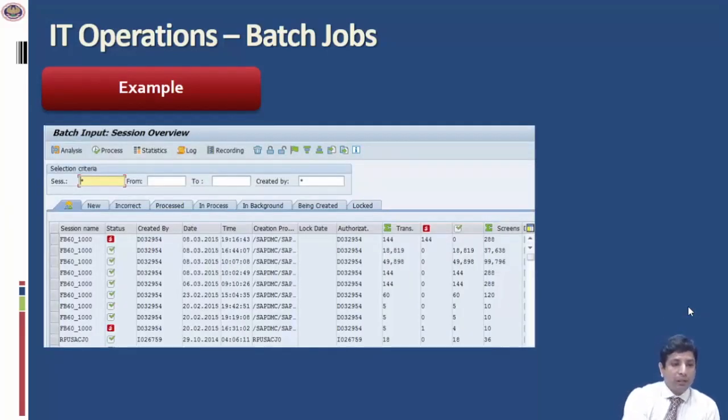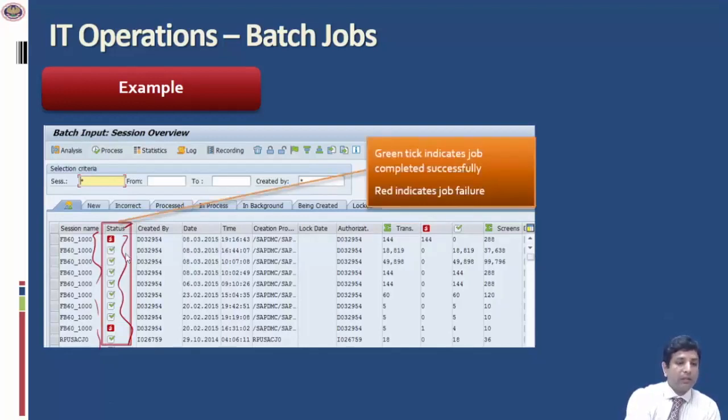In this example, we see that there are several batch jobs which are running. So all the batch jobs which are being executed. And here, along with each job, we can see that there is a status. As you can see, if the status is a green tick, like in this case, that means the job has completed successfully. If the status shows a red arrow, that means it is an indicator of error in that job.